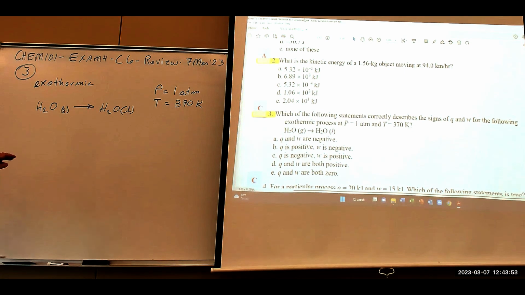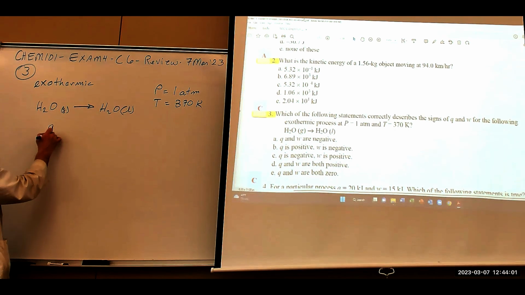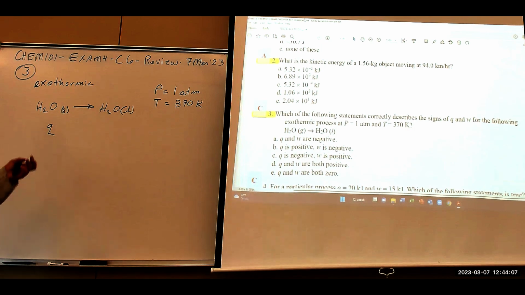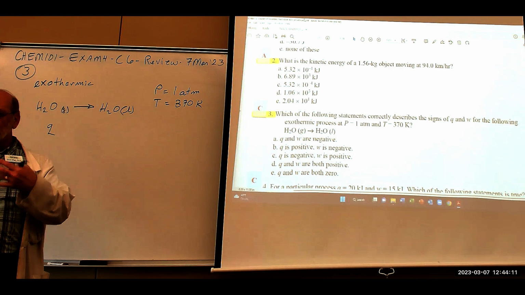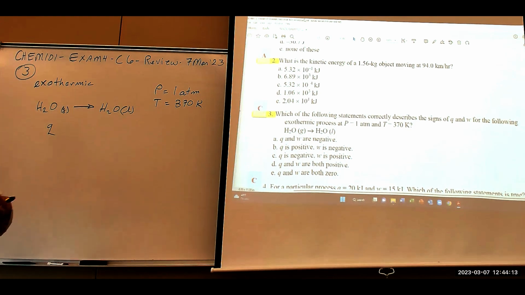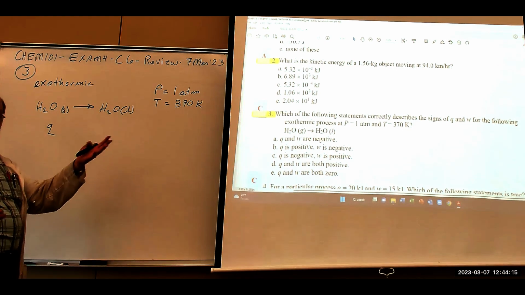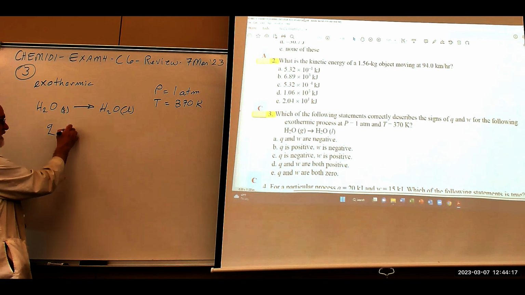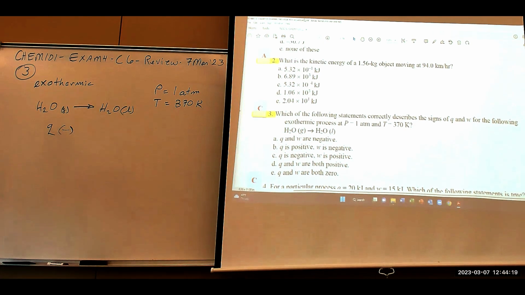Okay, so signs of Q and W. What's Q? Q is the heat transfer, isn't it? Yeah. Heat transfer. And exothermic, everything is in reference to the system. So if it's exothermic, heat's leaving the system. That means this has to be negative, right? Okay.